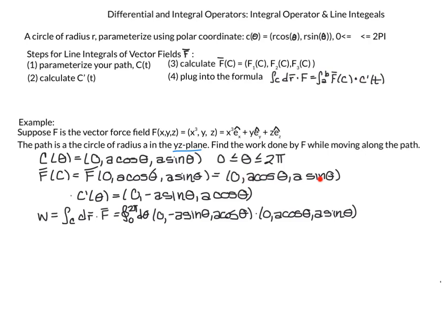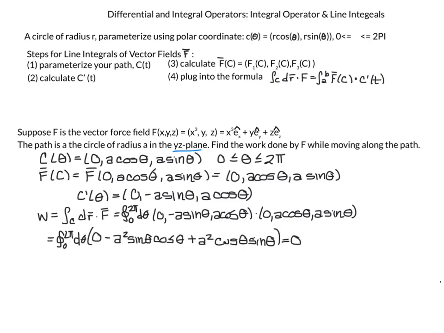Where's my f of c, it's over here. Oh, I actually did c prime first, sorry. Sometimes I switch the order. This is my c prime, 0, minus a sine theta, a cosine theta, and then my f composed with c, 0, a cosine theta, a sine theta. You can check my calculations when I do my dot product and I do my integration, and I will get a final answer of 0.